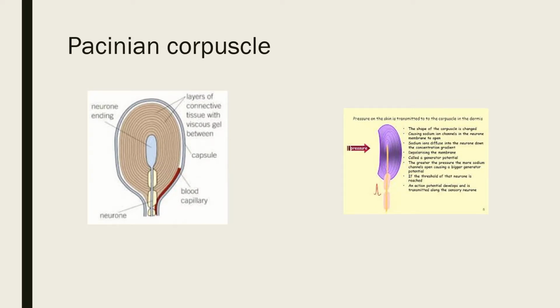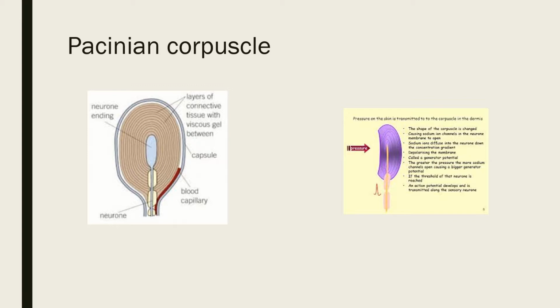The Pacinian corpuscle has specific features: it's specific to one type of stimulus, which is pressure, and it produces a generator potential by acting as a transducer. Its location is in the dermis of the skin, like fingers and external genitalia, and it responds to sudden disturbances and vibrations.